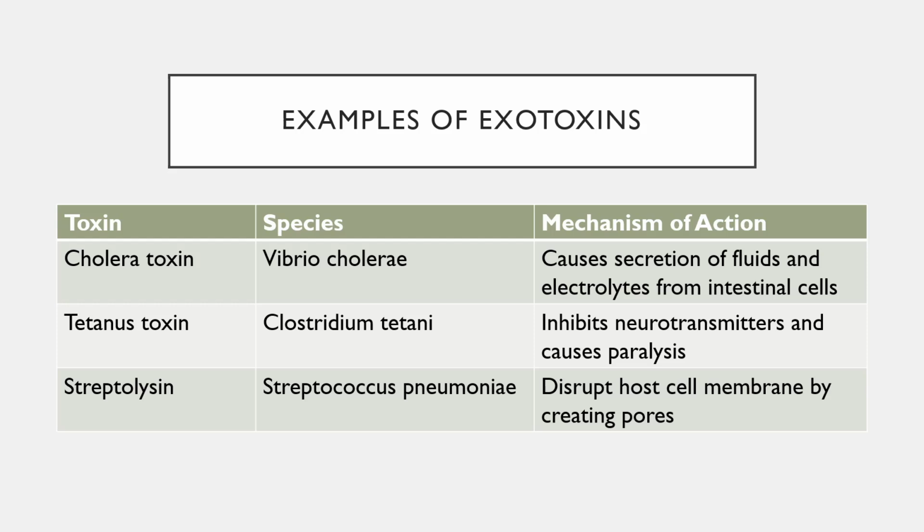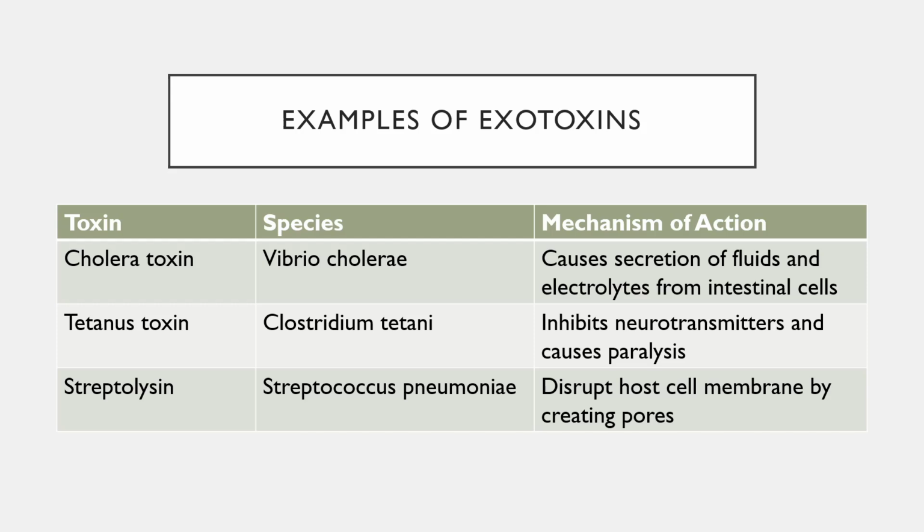Tetanus toxin is produced by Clostridium tetani, and this toxin inhibits neurotransmitters and leads to paralysis. Streptolysin is an exotoxin found in Streptococcus pneumoniae, and this disrupts the membranes of host cells by creating pores in them. So, as you can see, rather than just causing a general inflammatory response like endotoxins do, exotoxins produce very specific types of damage to the cells that they are affecting.